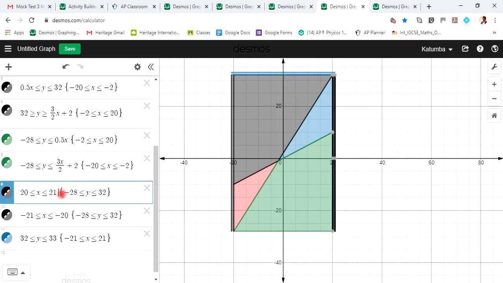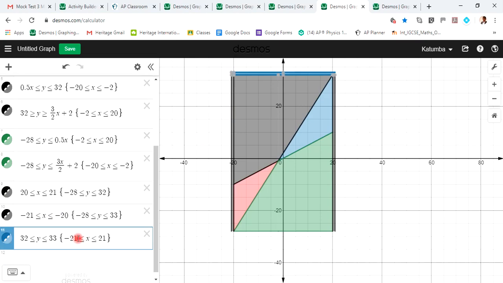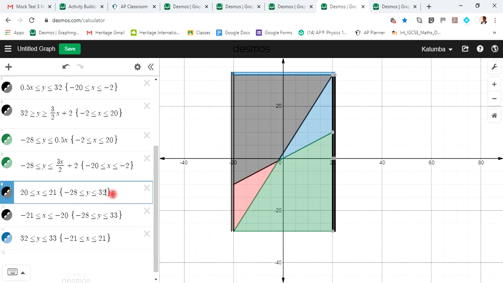So instead of going from negative 28 to positive 32, I'm going to go up to positive 33. And you see, it closes it up there and makes that nice perfect black square. Where's the other one? Which one is this one? Okay. 32, 33. There you go. So it closes it up like that, closes it up like that.